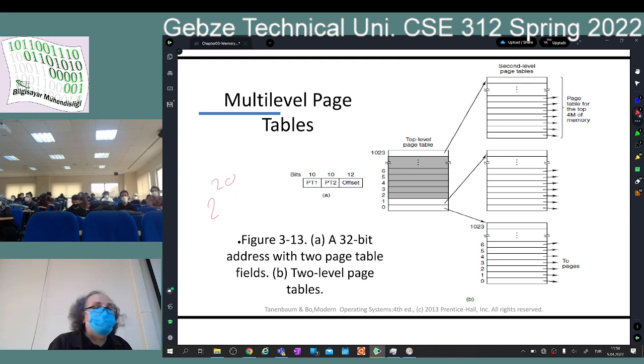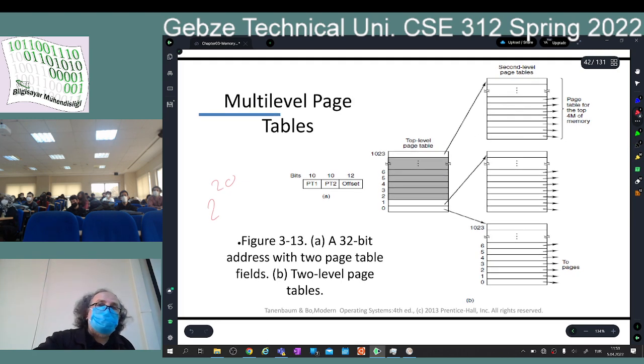Okay, multi-level page table. If I am not lucky, my page will not be in the TLB. And if I am not lucky, I always take this 10 bits, look it up. If my page table is in the memory, then I use it. Otherwise, I need to load this page table from the disk and look it up from there, okay?